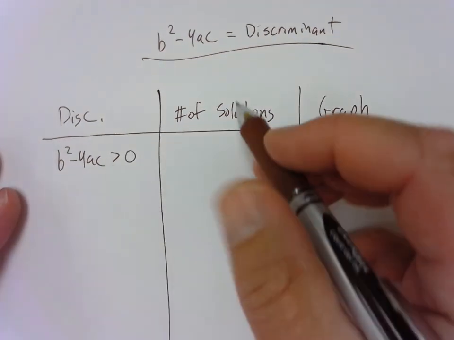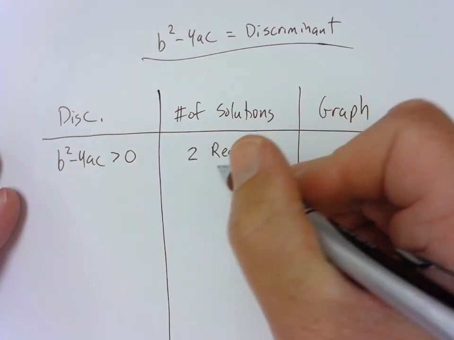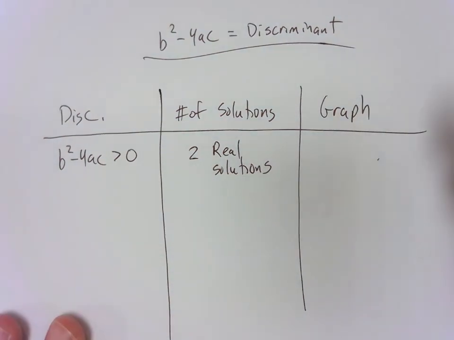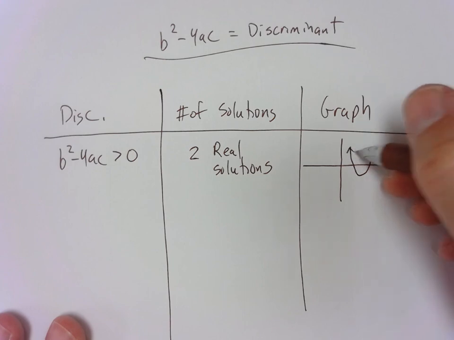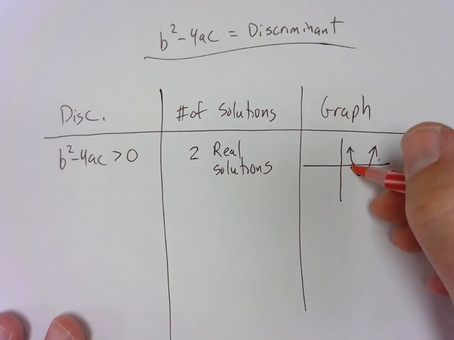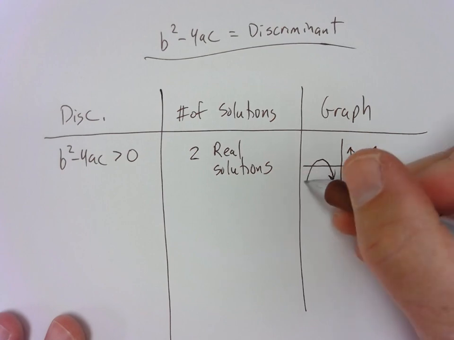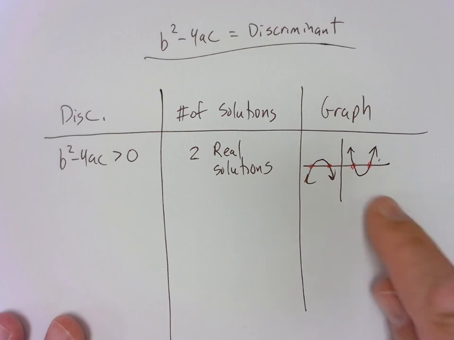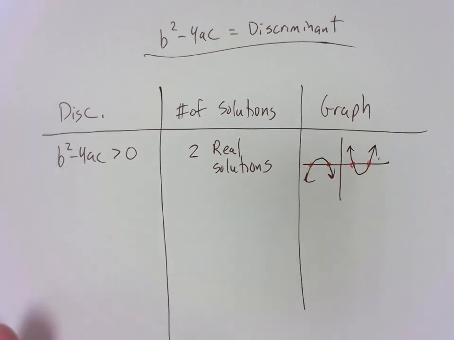So when that happens, there are two solutions. There are two real solutions. And the graph could look something like this. Right? The parabola touches in two locations. It can be a sad parabola too. So either kind of parabola, but it's going to touch the x-axis in two locations. So it could be a parabola that's happy or a parabola that's sad, but you get two solutions.